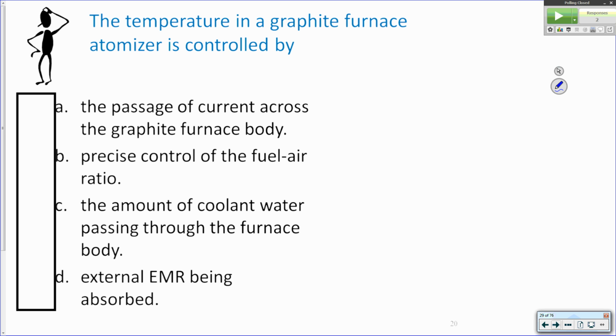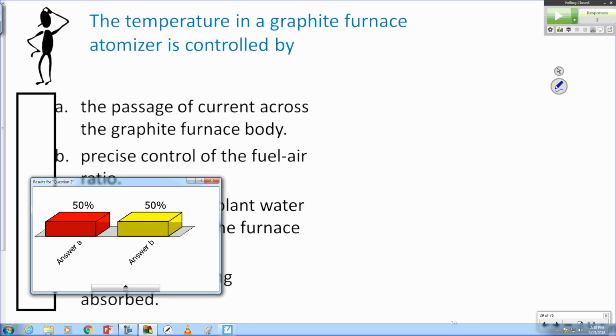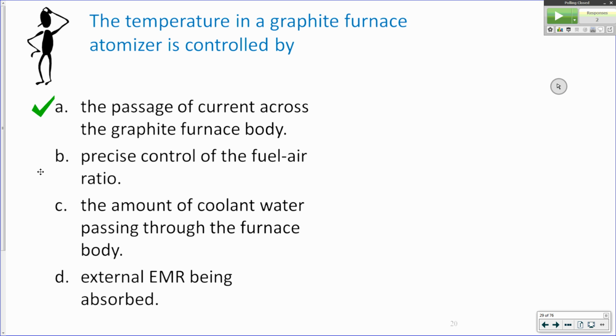Okay, so how is the temperature controlled by the atomizer? What did we talk about there? All right, 50-50. Some said A, B, and it's the passage of current across that furnace body. A, B is how it's controlled in a flame, but in a graphite furnace, there's no flame there. All right, let's look at one right quick.